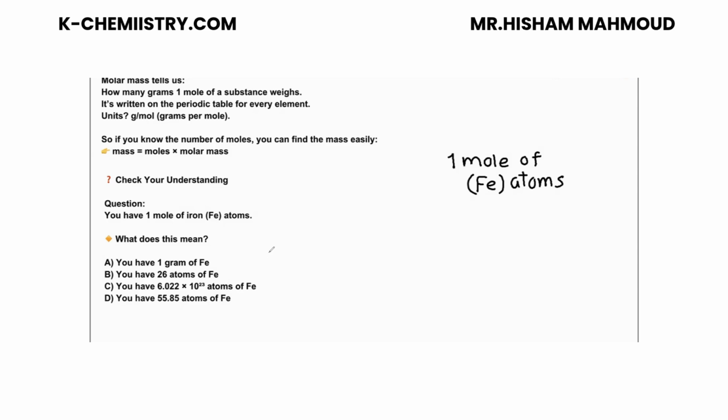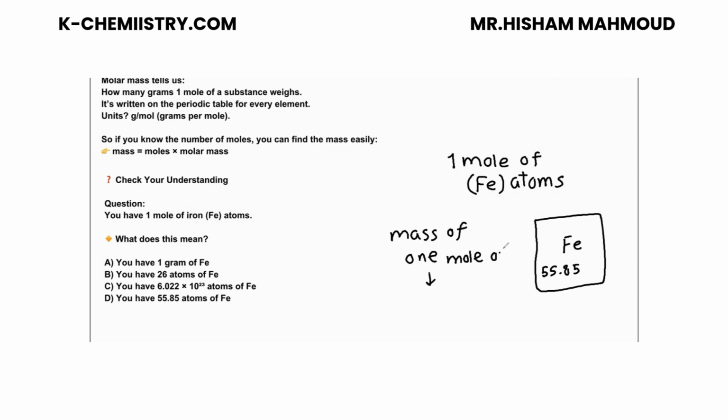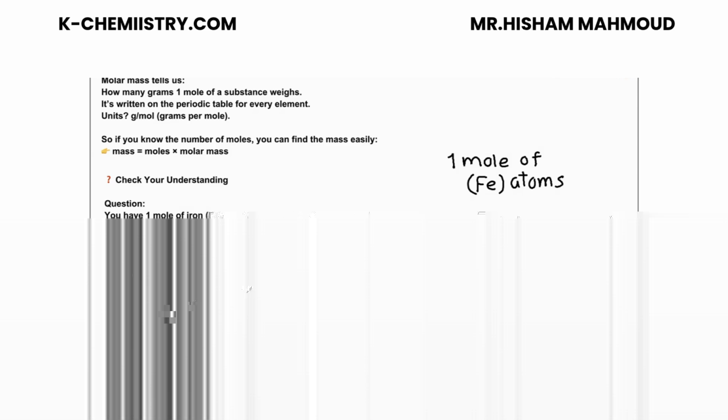Let's take this carefully because this is our first example. You cannot say you have 1 gram of Fe, because the mass of 1 mole I can get from the periodic table. I will look at the periodic table and see that Fe is written 55.85. So I'll just take this number and put it in grams. So I will say the mass of 1 mole of iron atoms is 55.85 grams. So this is a correct answer.